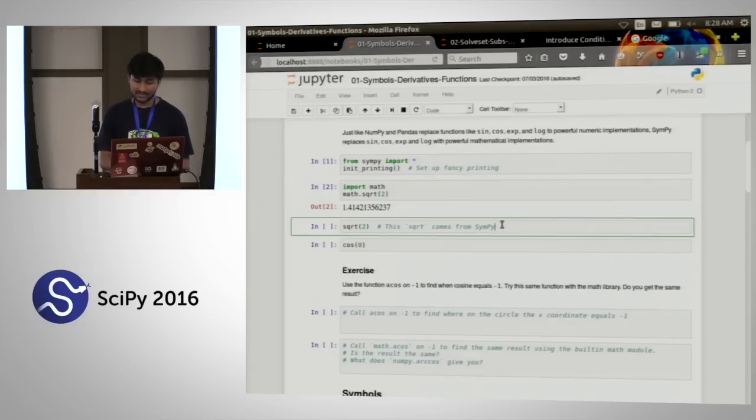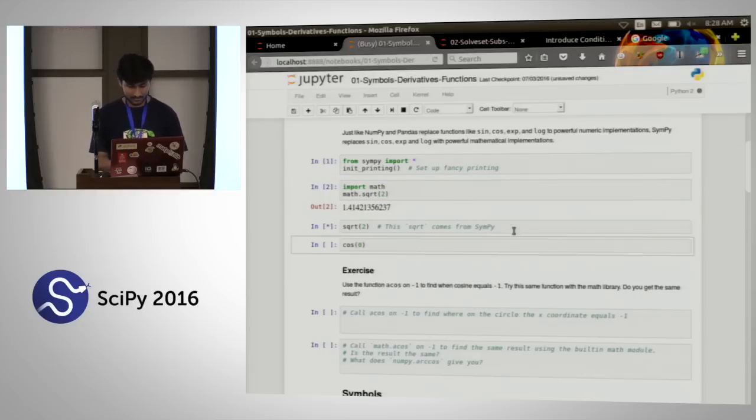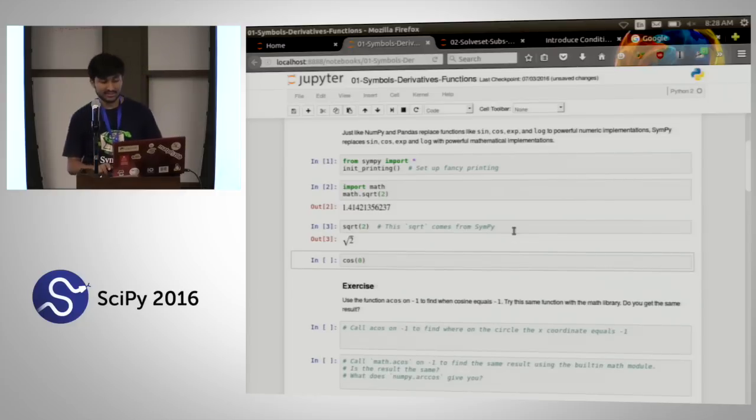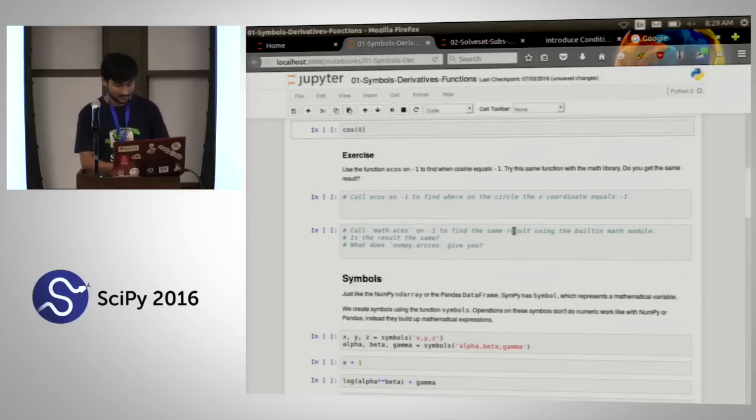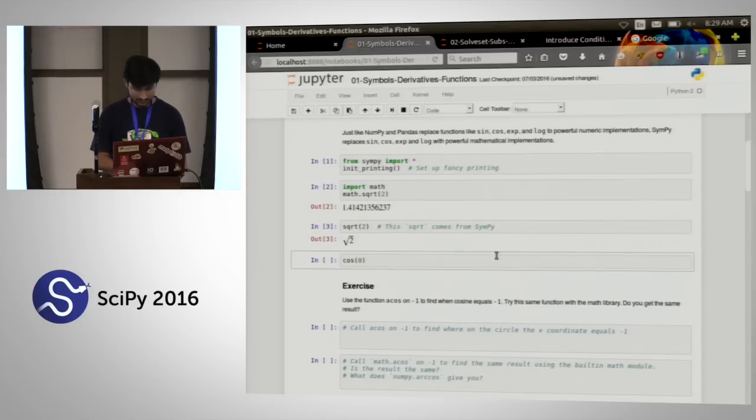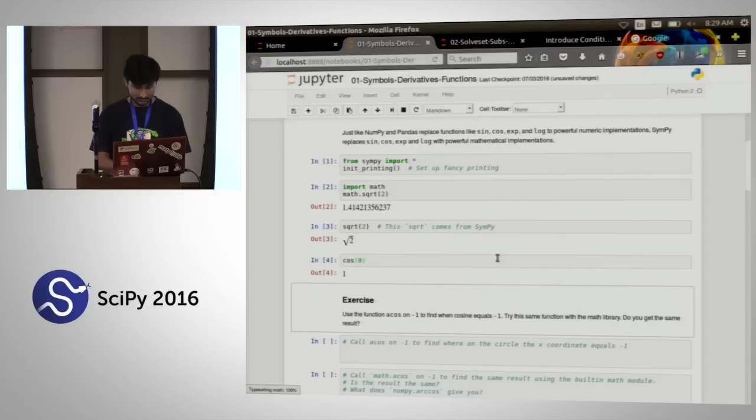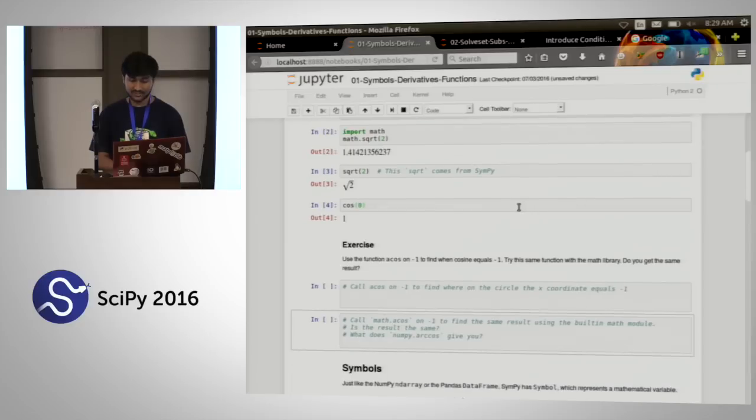So let's call this sqrt function from SymPy. You get this nice symbolic expression, and this is SymPy, and this is symbolic. So this cos function is from SymPy.